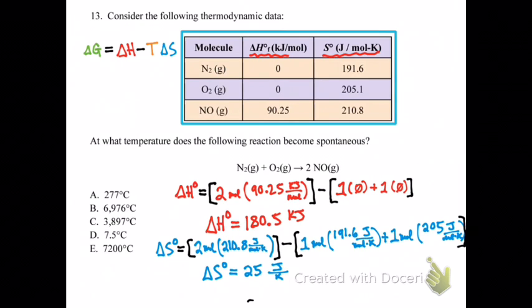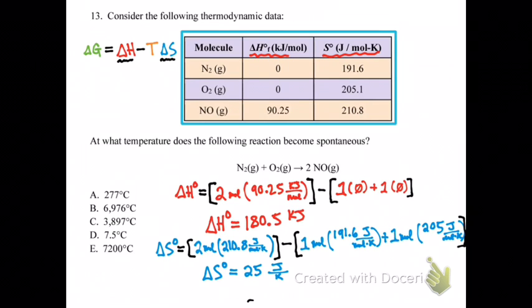Now, just keep in mind, as we proceed forward, this is in joules per Kelvin, whereas our enthalpy is in kilojoules. We can proceed using joules or kilojoules as long as we're consistent with our units. So now our strategy. We have our delta H of the reaction. We have our delta S of the reaction.